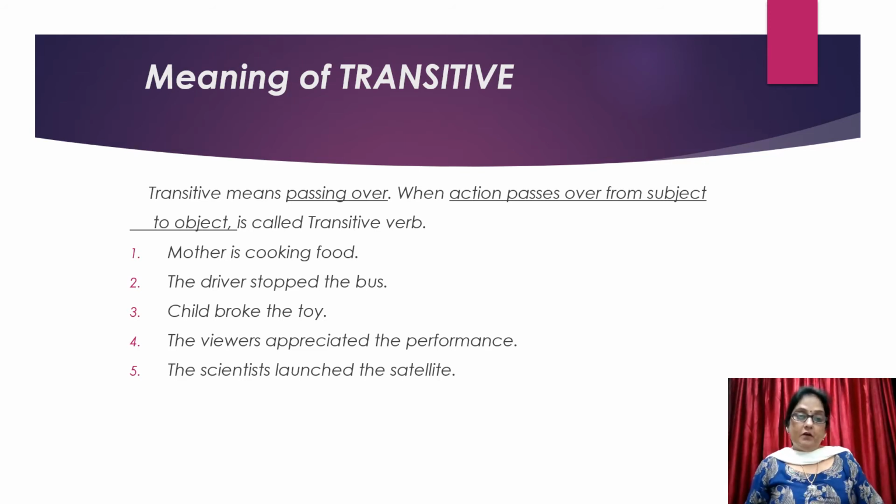Subject, verb, object. When the action passes over from the subject to the object, we call it a transitive verb, like this. Mother is cooking food. The action is passing over from the subject, that is mother, to the object, that is food. And the action is cooking. This is called a transitive verb. In a transitive verb, action passes over from the subject to the object.